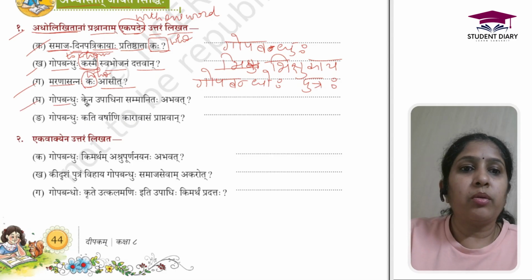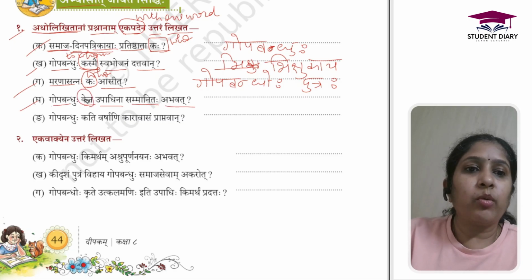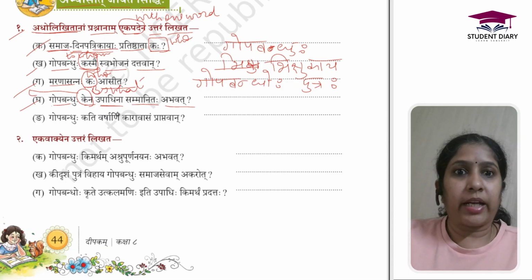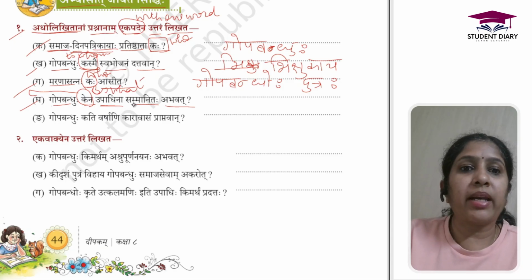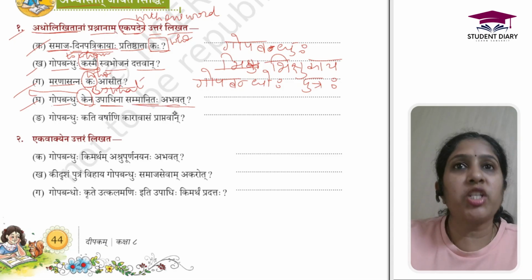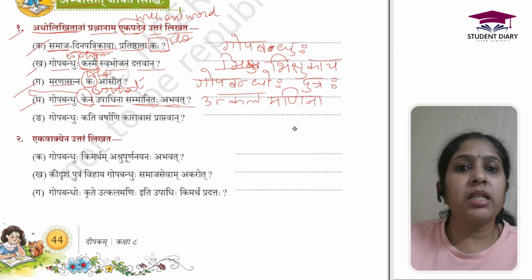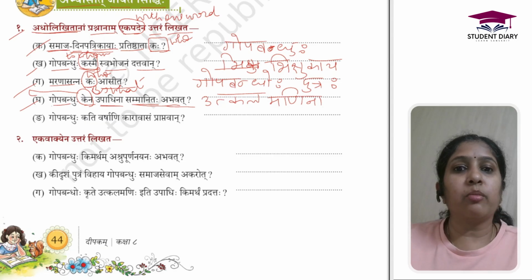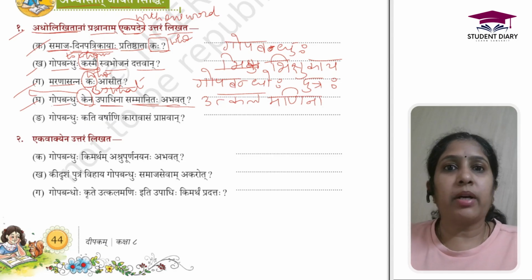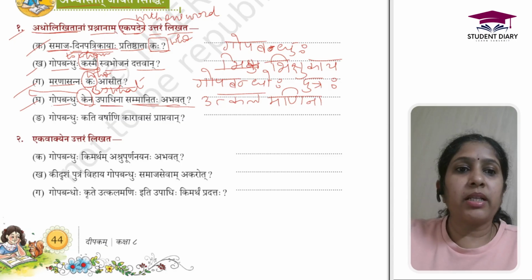Next one. Gopbandhuh Ken Upadhina Sammanitah Abhavat. Ken means by what, the question word is in Tritya Vibhakti, like by what or with what. Upadhina means the title. Sammanitah Abhavat means was awarded. So with which title was he awarded? Utkal Manina. Remember that in whatever Vibhakti your question is, in the same Vibhakti your answer should be. The Tritya Vibhakti of Mani is Manina. I hope everyone is understanding.